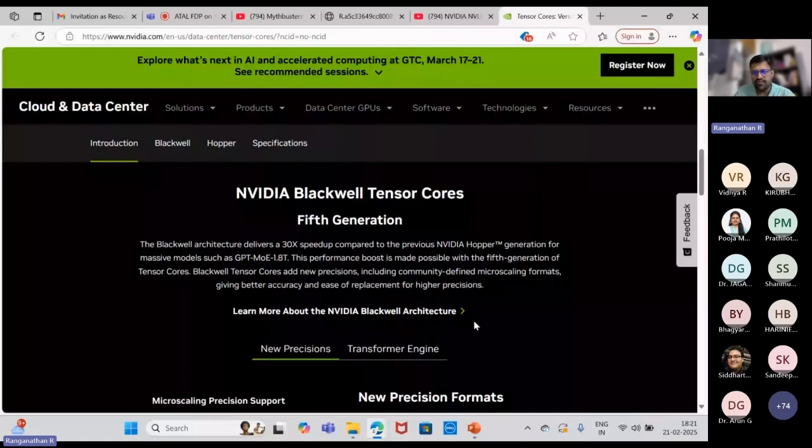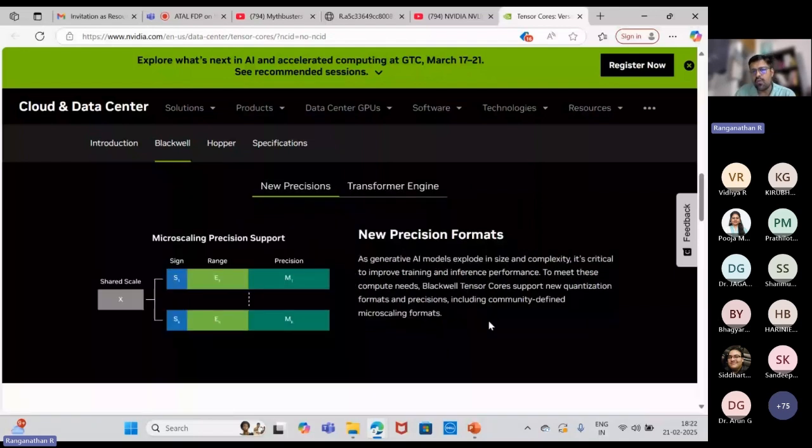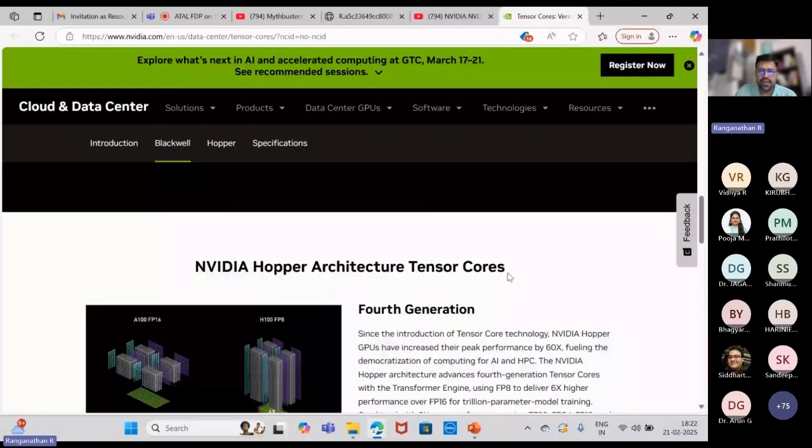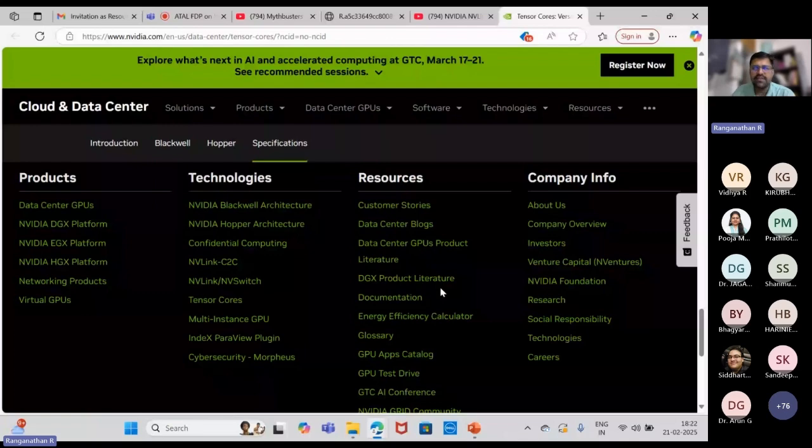So now we have the fifth generation. There are some reasons why it is very famous, right? One is what kind of precision it is able to give us, right? And then what are the cores that it is supporting, and how effectively it does both the training as well as inferencing. These are some of the reasons why this tensor core architecture stands out, right?